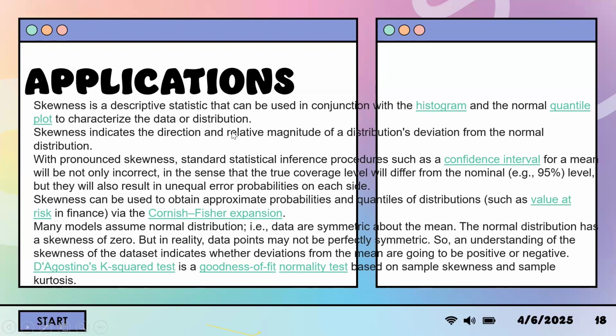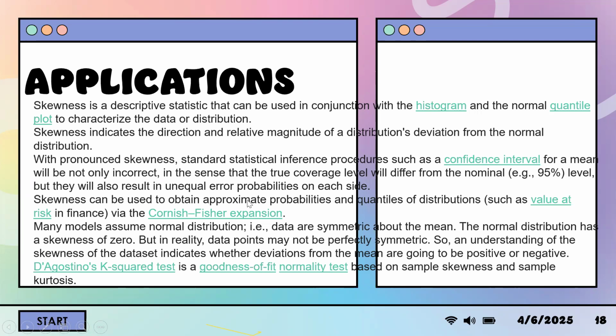Skewness not only indicates the direction and relative magnitude of a distribution's deviation from the normal distribution, but with pronounced skewness, standard statistical inference procedures such as a confidence interval for a mean will be not only incorrect, in the sense that the true coverage level will differ from the nominal, for example 95% level, but they will also result in unequal error probabilities on each side. So pronounced skewness would be mostly concerned with the data coverage level error probability.